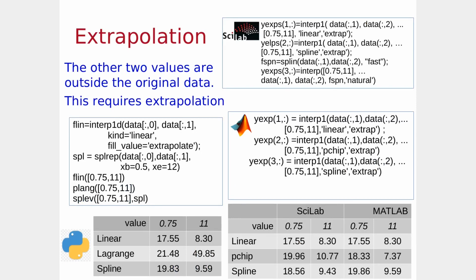Extrapolation is to calculate values outside the range. In SciPy, for instance, you would need to tell the interp1d that you want to extrapolate. If it's a spline extrapolation I should say, you need to ensure that you provide xb and xe as the bounds of what you can evaluate the function at. There is no specific Lagrange interpolation, but there is a p-chip analog available in MATLAB which has been used in these computations.